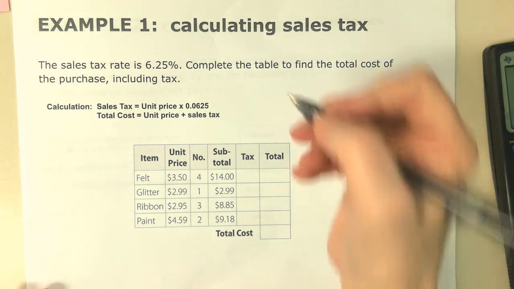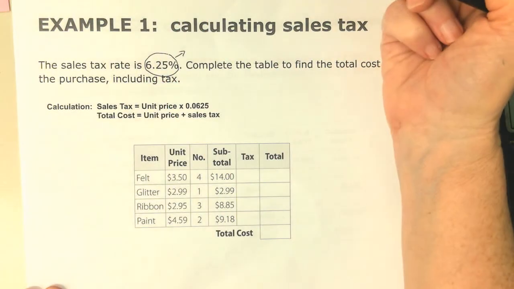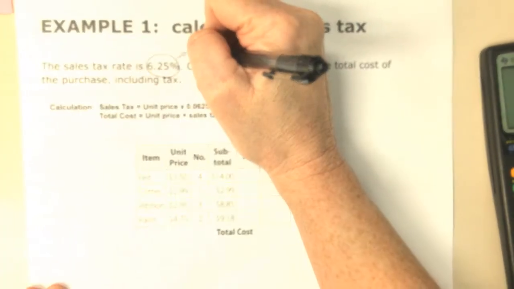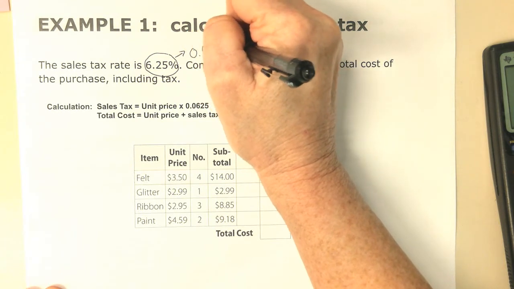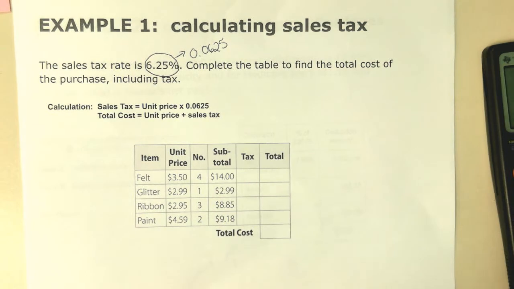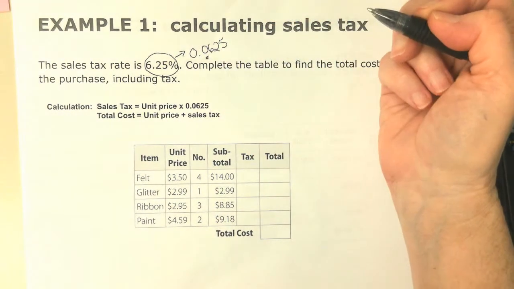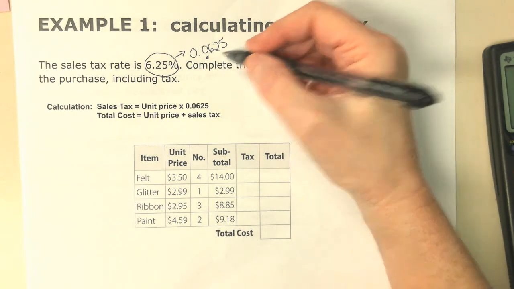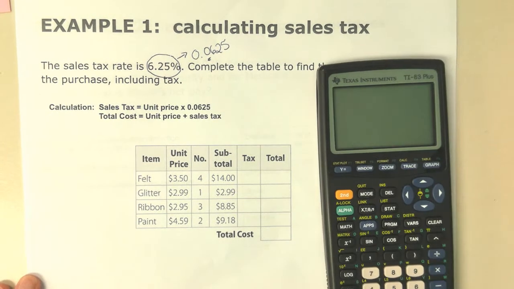First thing we need to remember is that we need to convert this to a decimal, and 6.25% in decimal form is 0.0625. I noticed that on today's assignment, several students forgot the zero. If it's less than 10%, you're going to have a zero in the tens place. So 6.25% is 0.0625 in decimal form.